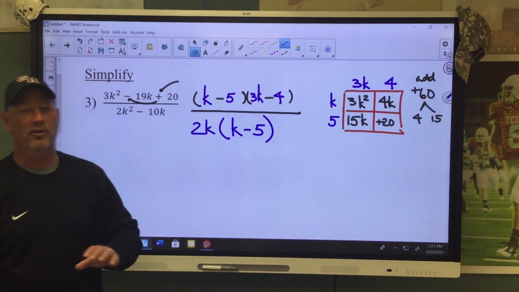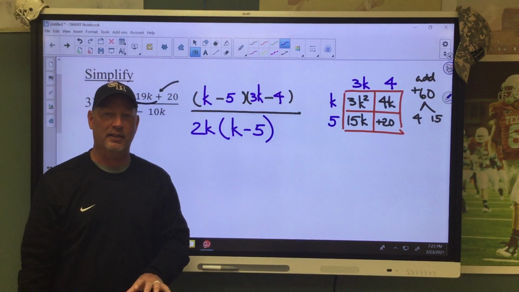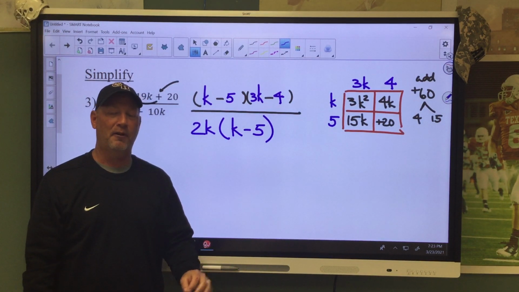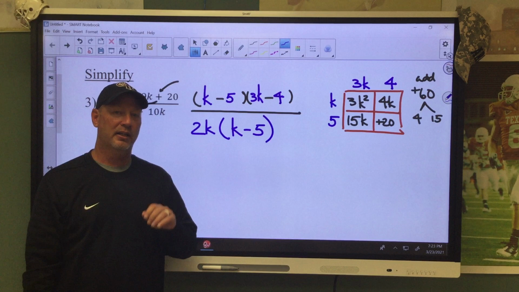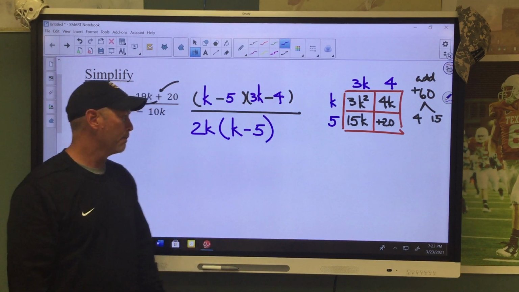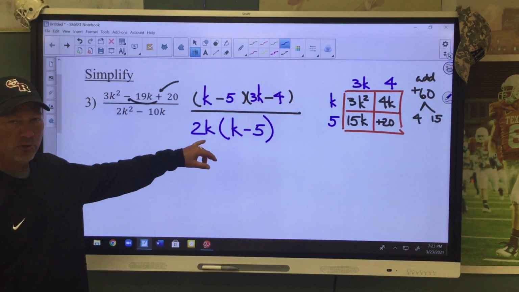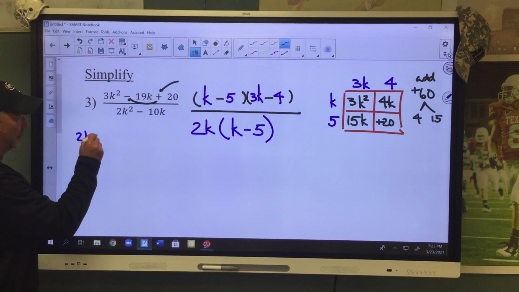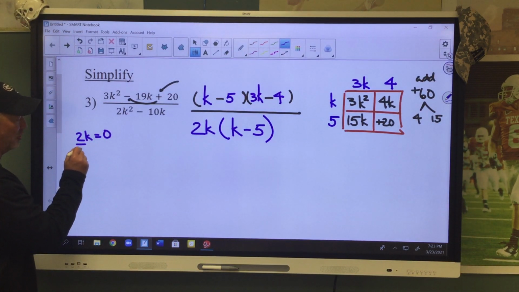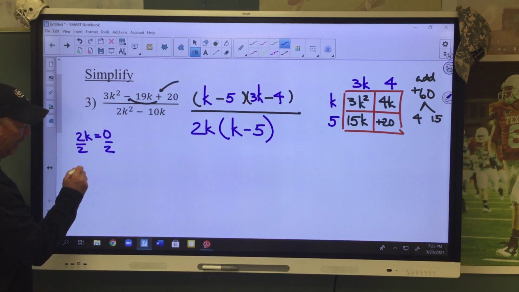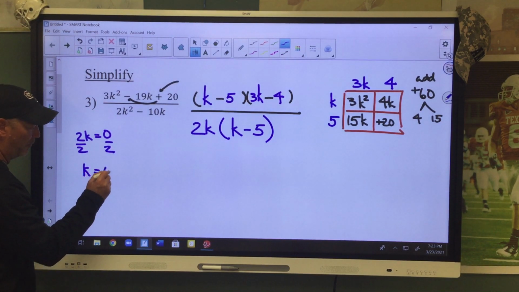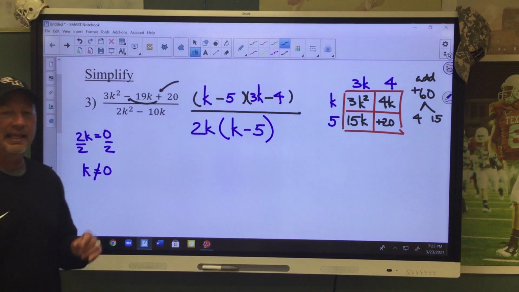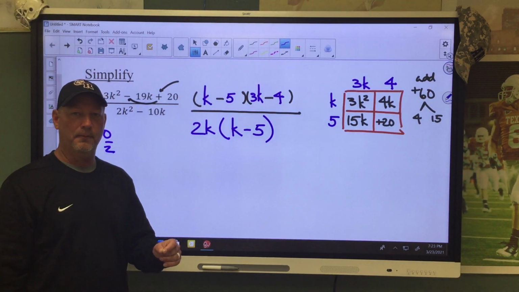So we have factored. You know that always the first step is to factor. And before you reduce, before you try to simplify, we need to determine our excluded values. Okay? So we're going to put the 2k equal to 0. Divide by 2. We're going to get k equals 0, and you're going to say, no, that's an excluded value. K cannot be equal to 0.